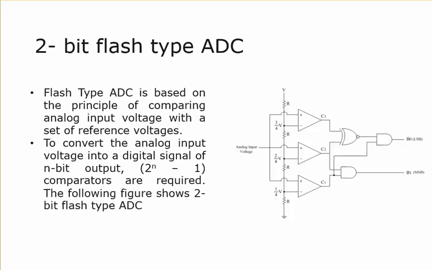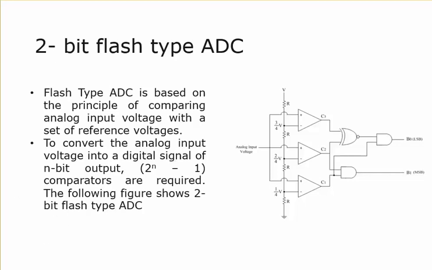In order to convert an analog signal into a digital signal, we require some n number of output bits, which means 2 power n minus 1 comparators are required. For example, here it is shown for a 2-bit analog to digital converter that requires 3 comparators, which is 2 to the power of 2 minus 1: 2 squared is 4, 4 minus 1 is 3 comparators, shown for a 2-bit flash or simultaneous type of ADC. So by this we can calculate how many comparators will be required for a 3-bit flash ADC, which is going to be 7 comparators.